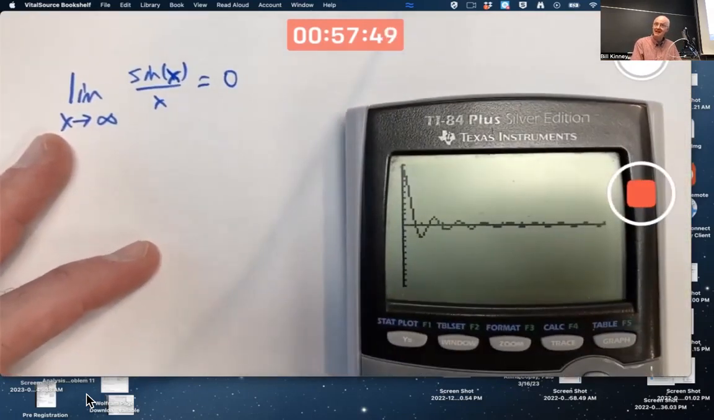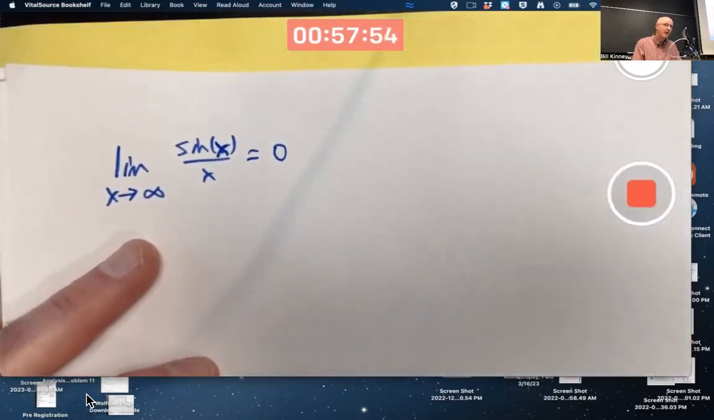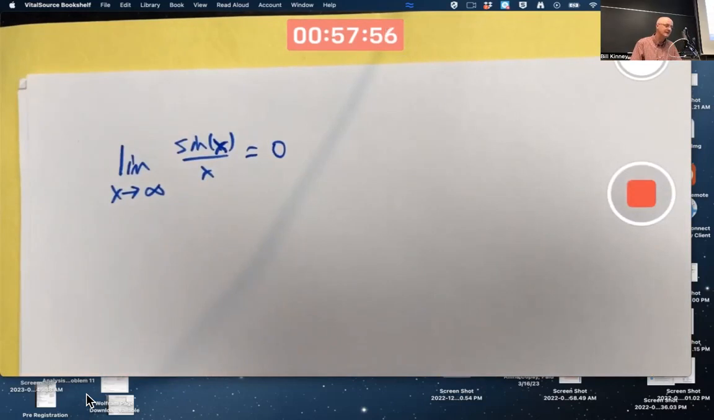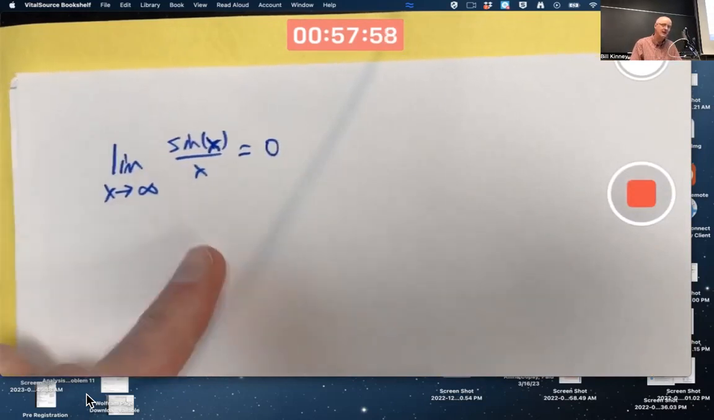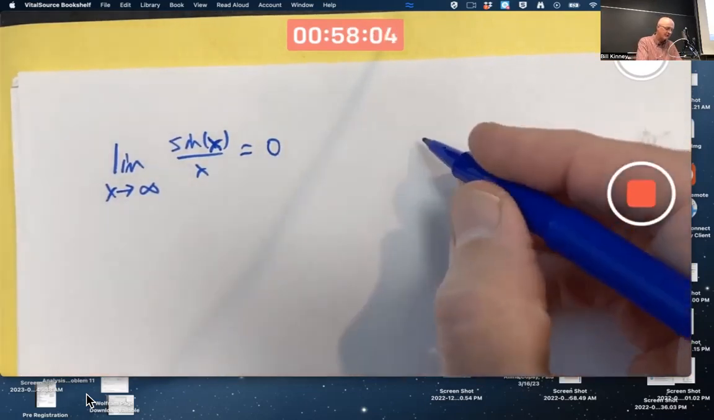But it does touch the horizontal asymptote. That is okay. That doesn't happen with rational functions when you go out far enough, but it does happen with this function. In fact, it touches it infinitely often. I'm not going to prove that it's 0, but if you had to prove it's 0, what would you do?